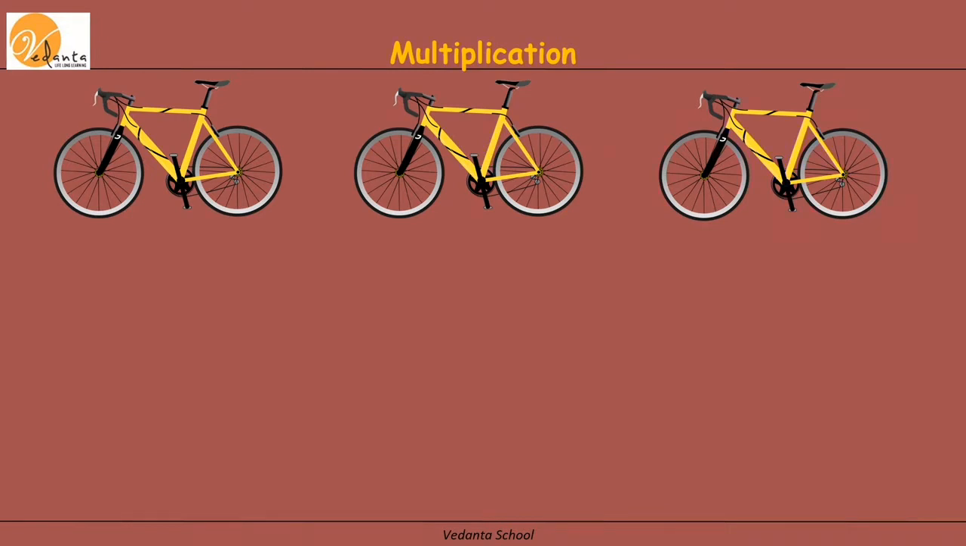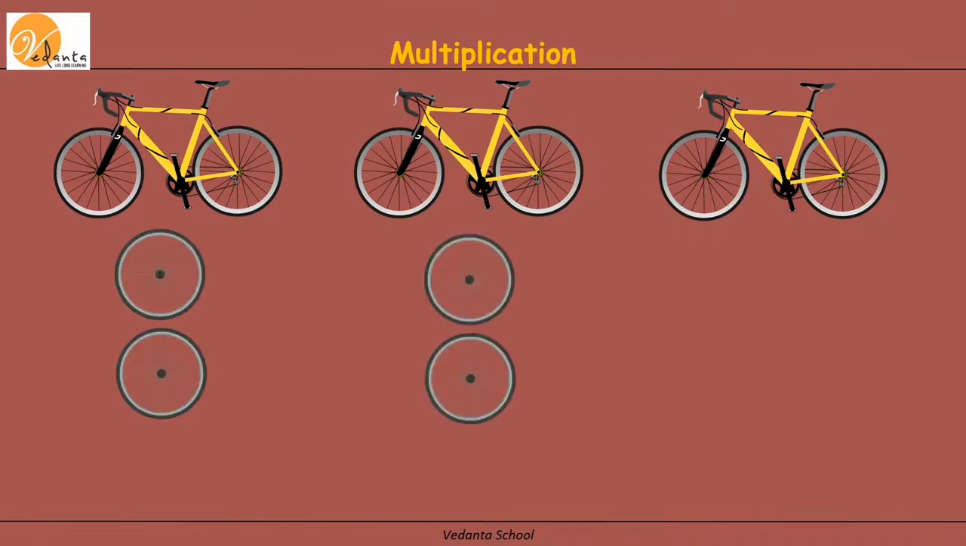Yes, it is 6. You should have answered it really quick, kids. If you were counting, that will take more time. Let me teach you a simple method to count that very quick. Each and every cycle has 2 wheels, right? 2, 2, and this cycle also has 2 wheels.